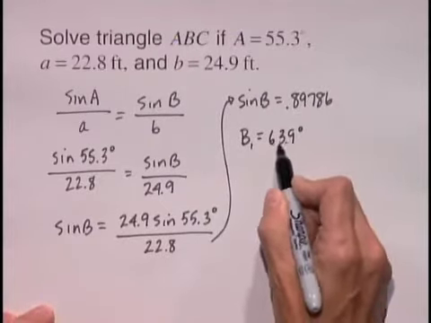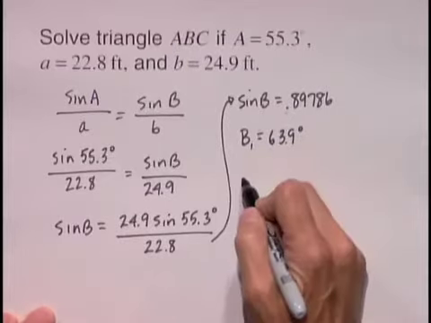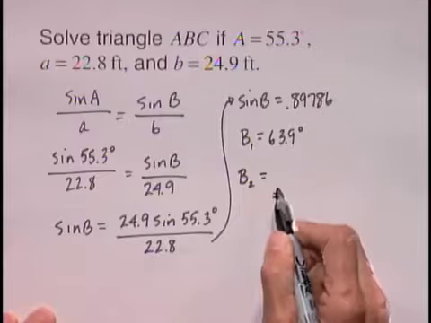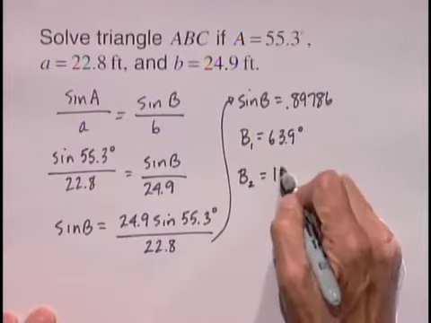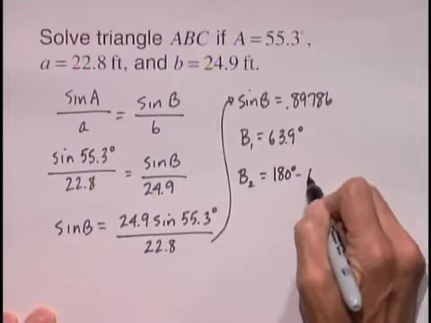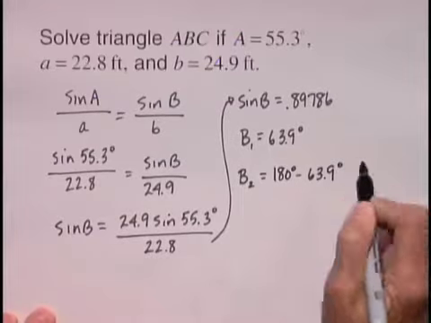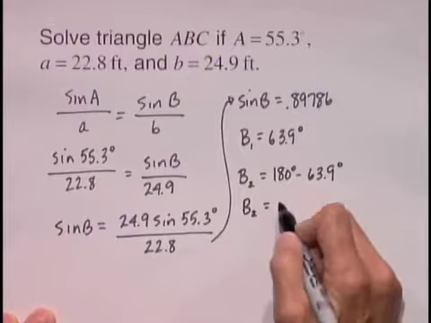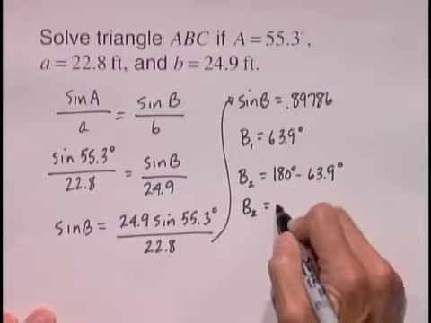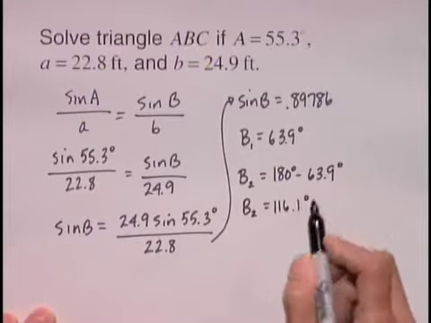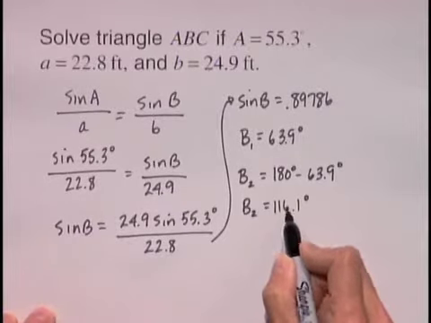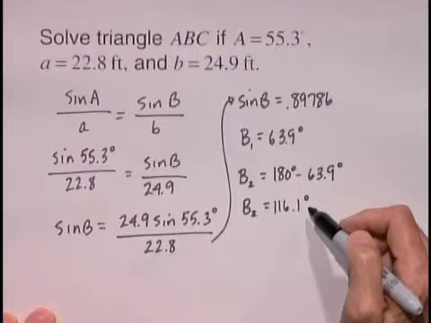There's a second possible solution to this equation, which is found by using 63.9 as a reference angle into quadrant 2. So subtracting 63.9 degrees from 180, I come up with a second possible angle of 116.1 degrees.